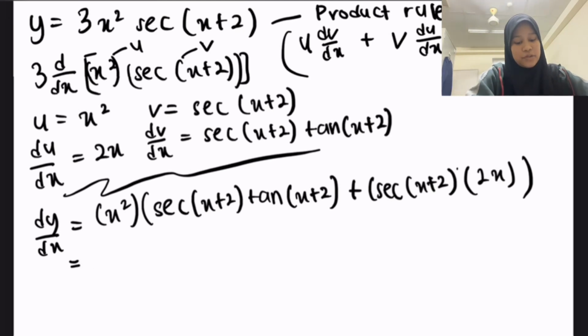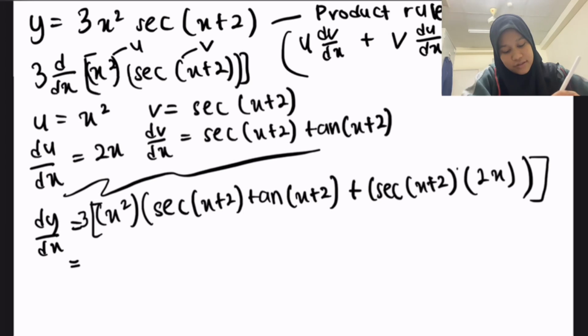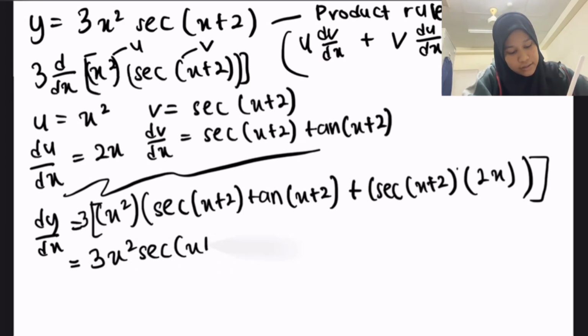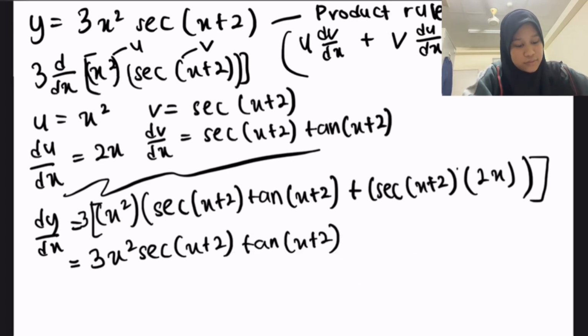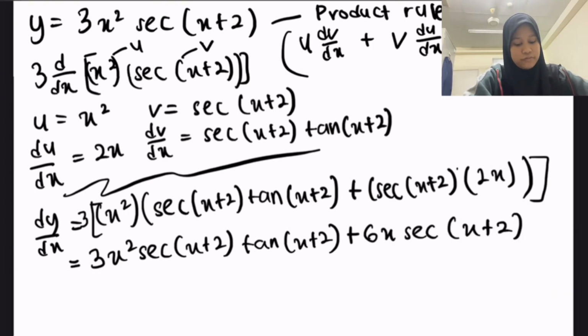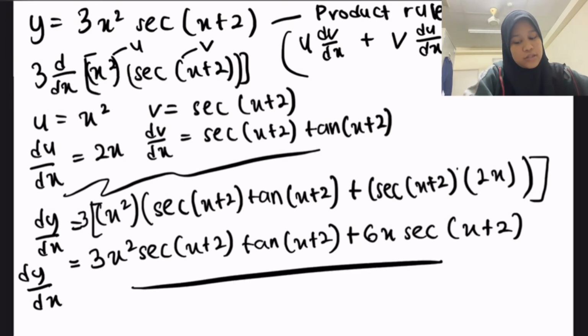Then just multiply all of it. Oh, and don't forget the 3 at the front, I almost forgot about that. Multiplying all of it, that will be 3x squared sec(x plus 2) tan(x plus 2) plus 6x sec(x plus 2). So this is the answer for question 2a.